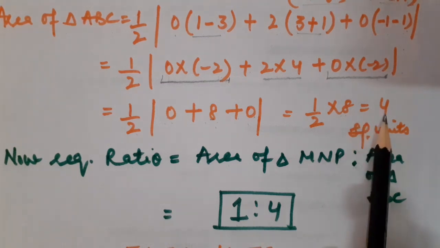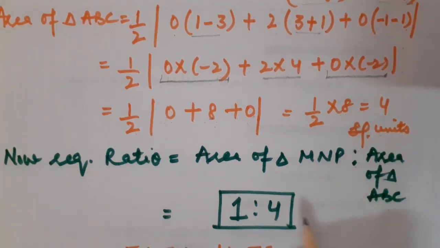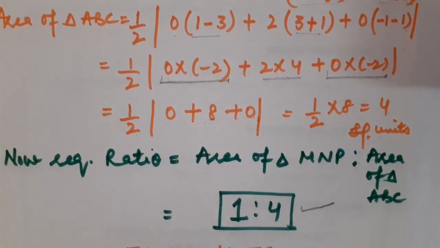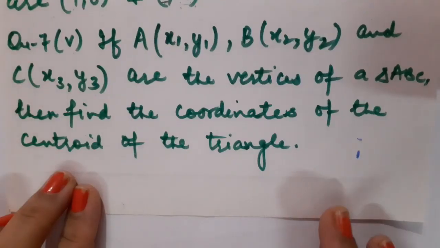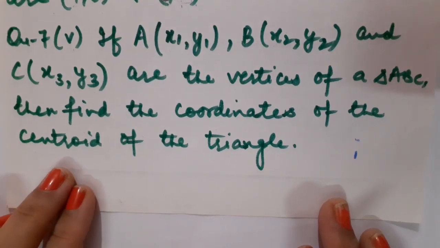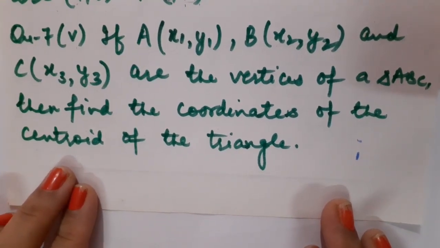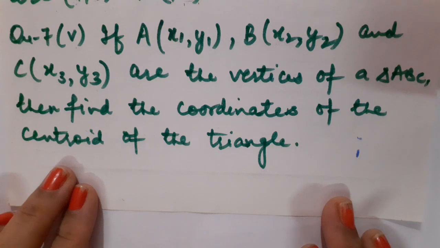So that was 1 square unit divided by 4 square unit, which means we will be getting the ratio as 1:4. Correct, students? Now children, this was all about area of triangle and the problems based on it. Now I am going to take the last topic of today's lecture, that is the derivation to find the coordinates of the centroid of the triangle.